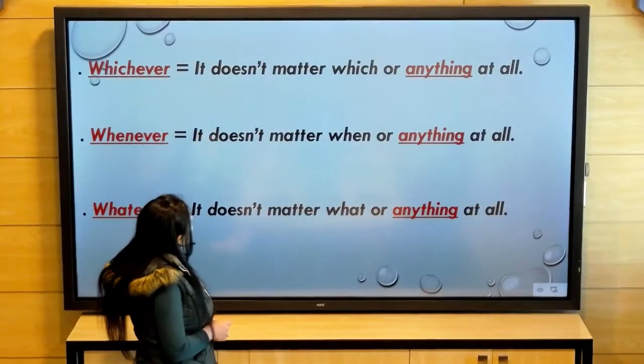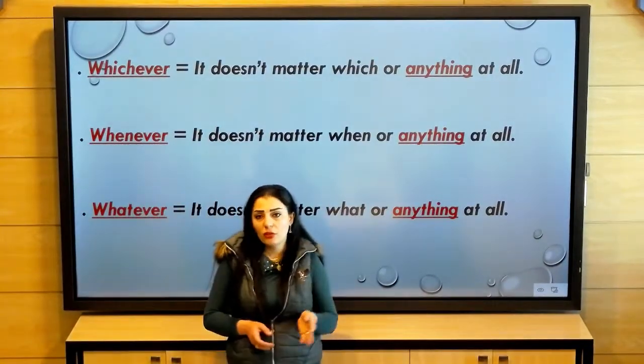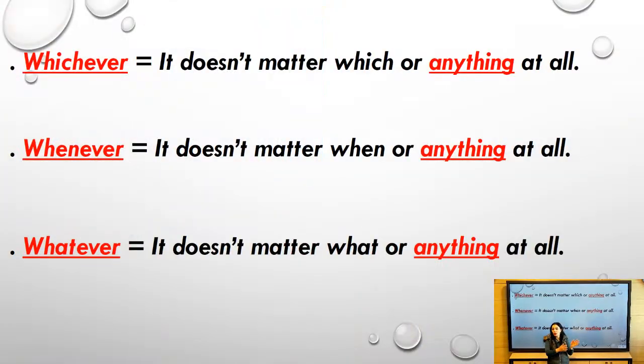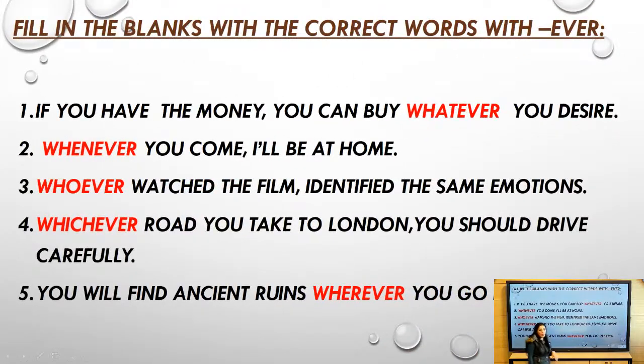Now, whichever, it doesn't matter which or anything at all. When I say take whichever you want, I mean here you have a choice. So it doesn't matter which or anything at all. Whenever, it doesn't matter when or anything at all. And the last one is whatever, it doesn't matter what or anything at all. So the ending "ever" means it doesn't matter.